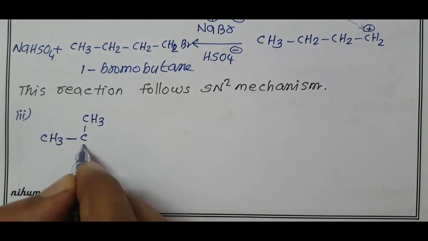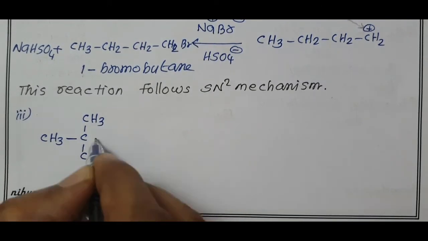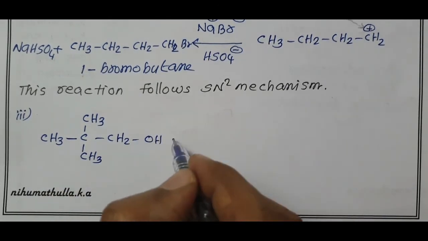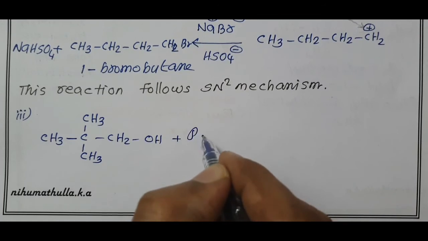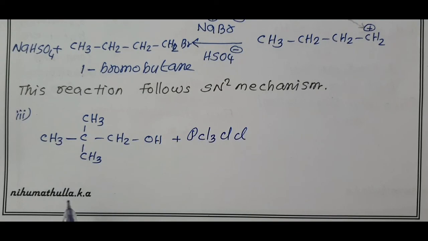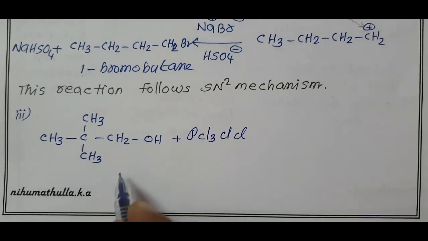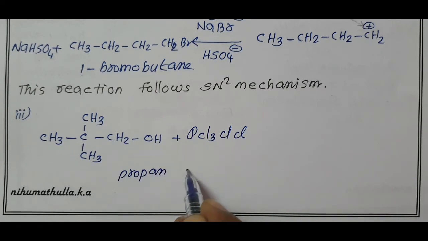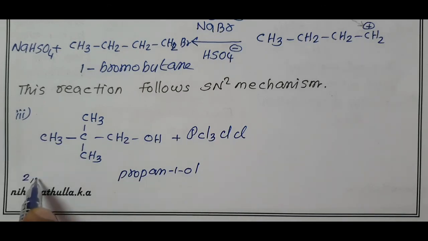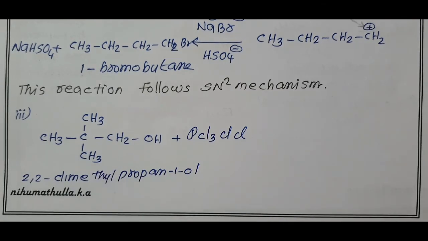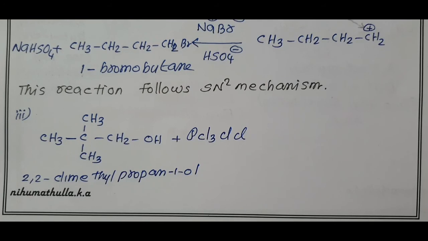CH3, CH3, CH2OH. I will write the IUPAC name. When treated with phosphorus pentachloride, PCl5. What is the IUPAC name? 3 carbon main chain, propane, single bond, n, OH, position of OH 1, 1-propanol. Second carbon containing 2 methyl groups, 2,2-dimethylpropan-1-ol, when treated with PCl5.